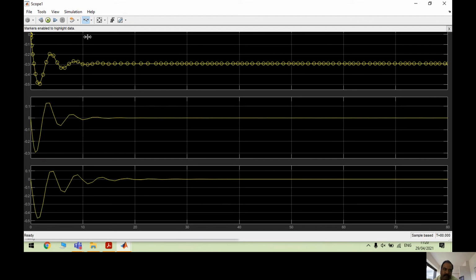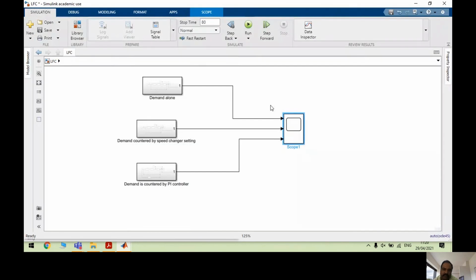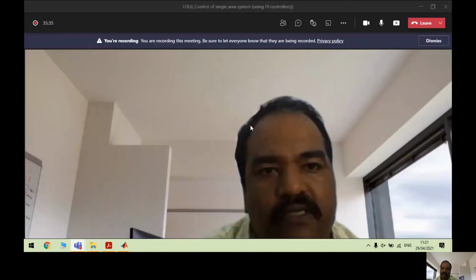Okay. So what is the conclusion for today? PI controllers can reduce the steady state error to 0. So instead of going for a manual control, we can simply go with a PI controller. Okay.